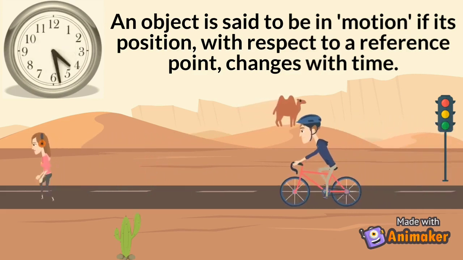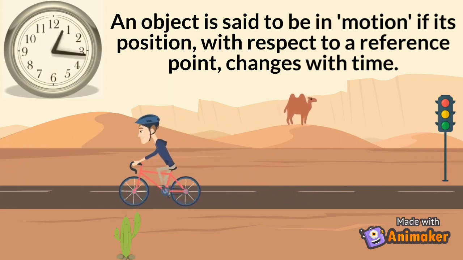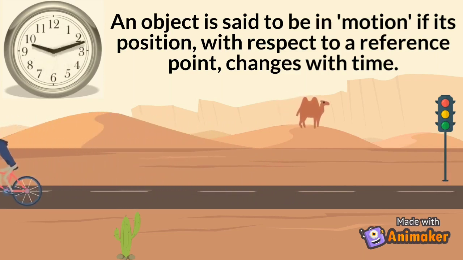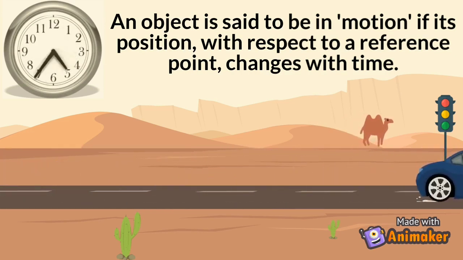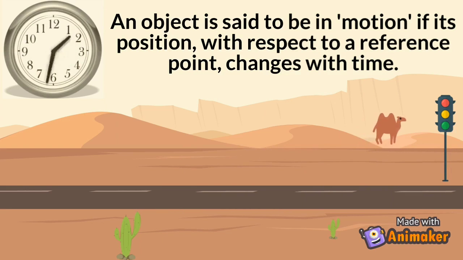We can choose any of these as a reference point and compare the relative position of other objects with respect to it. Like in this slide, if we take the traffic light as a reference point, then we can clearly see that the position of the car, the camel, the cactus, the boy and the girl is changing, so we can say that they are in motion.